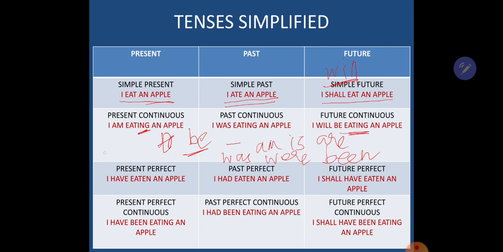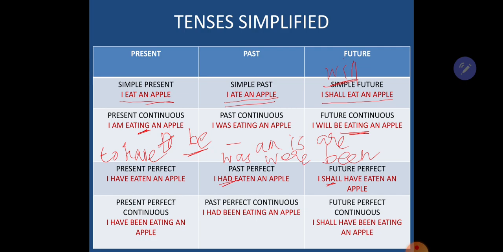Here we use the different forms of the verb to have. In present form, we have has and have. Past form, we have had. And future, we use have with shall and will. So, present perfect tense is I have eaten an apple. Past perfect tense, I had eaten an apple. And future perfect tense, I shall have eaten an apple. So, from observing the verbs, you can identify the tenses.